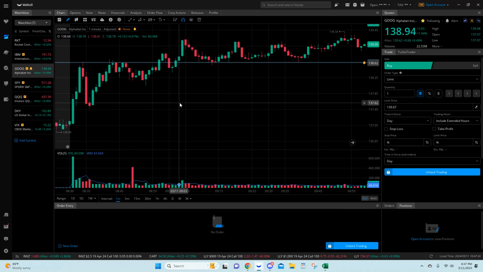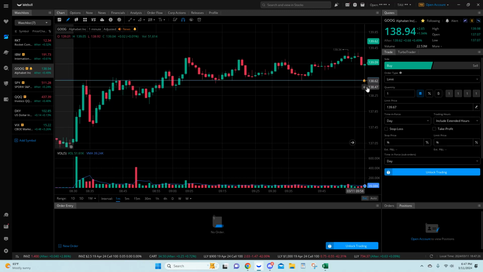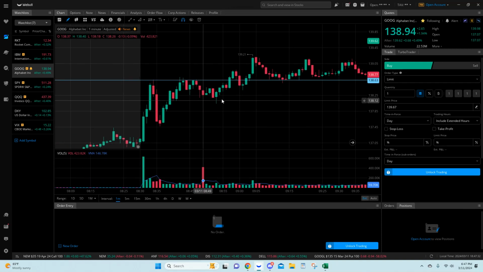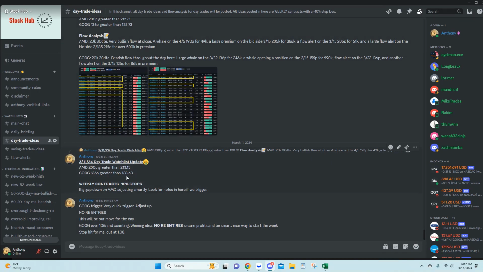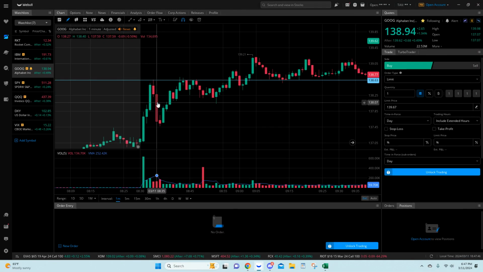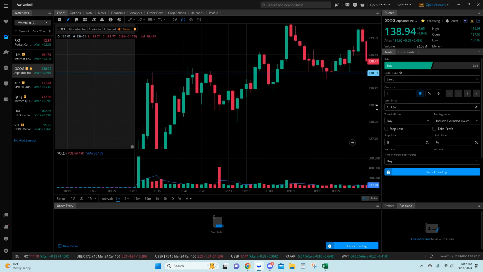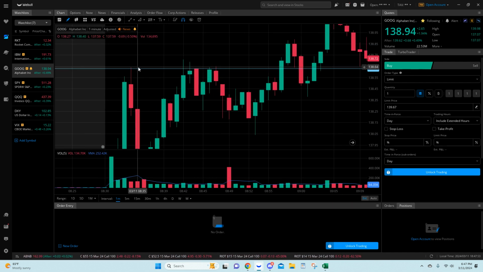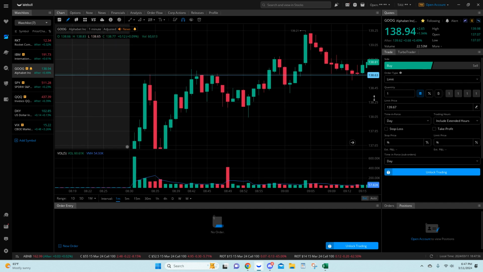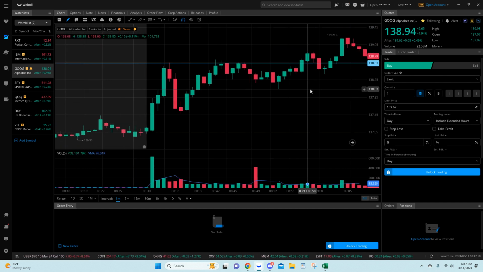So looking at Google, obviously 138, I'm going to delete that alert there. 138.63 was when we triggered here at 8:34. And again, entry was 138.63. Really nice trade because we triggered at 138.64 here. So pretty much to the penny. You can't get a better entry than this.